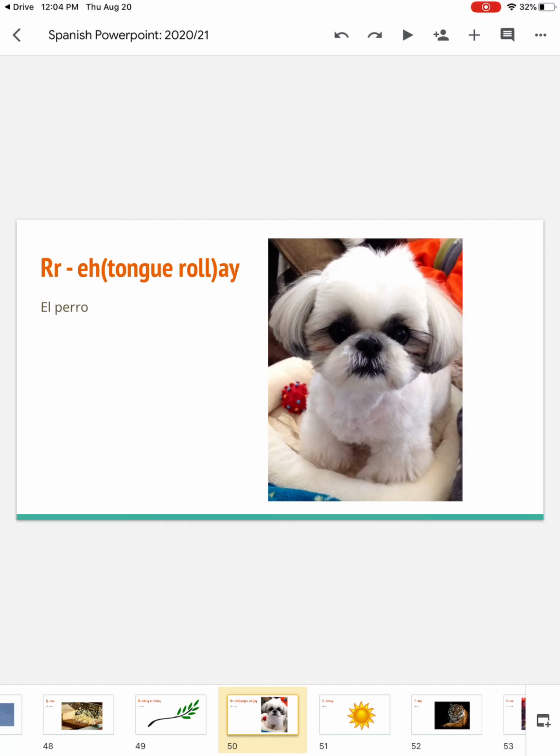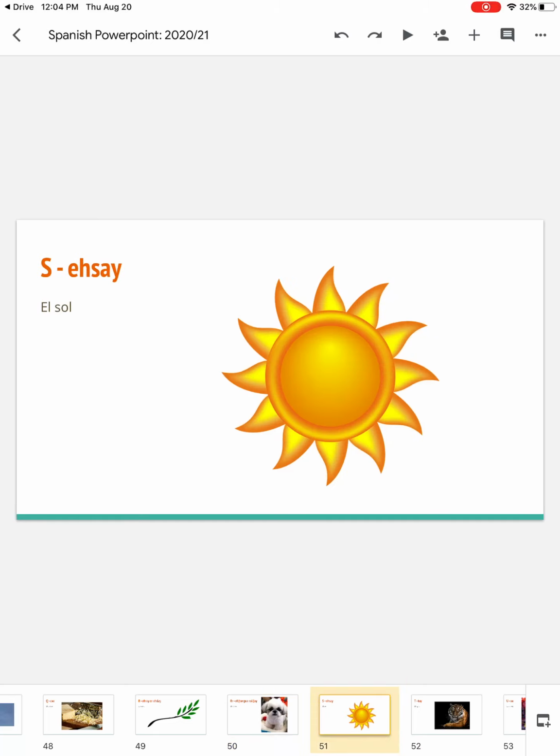Hopefully a few of you can do those tongue rolls. If you can, awesome, great job. If you can't, that's okay too. We'll keep practicing with it. Luckily, it's only Spanish 1. Now, in Spanish 2 or 3, you may need to do those tongue rolls, so we need to be practicing this.